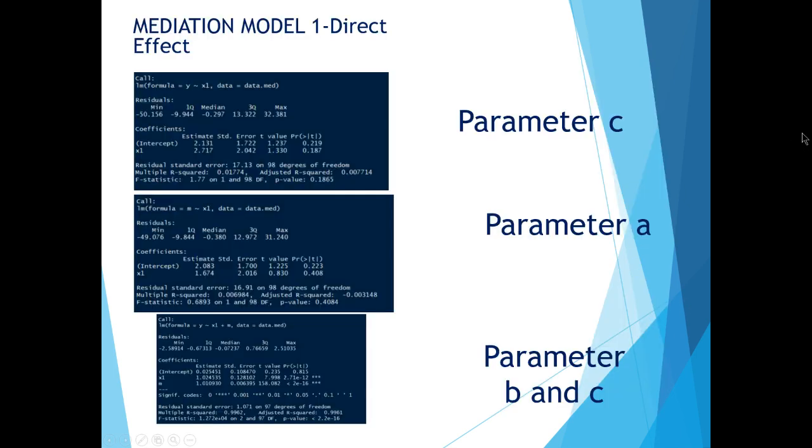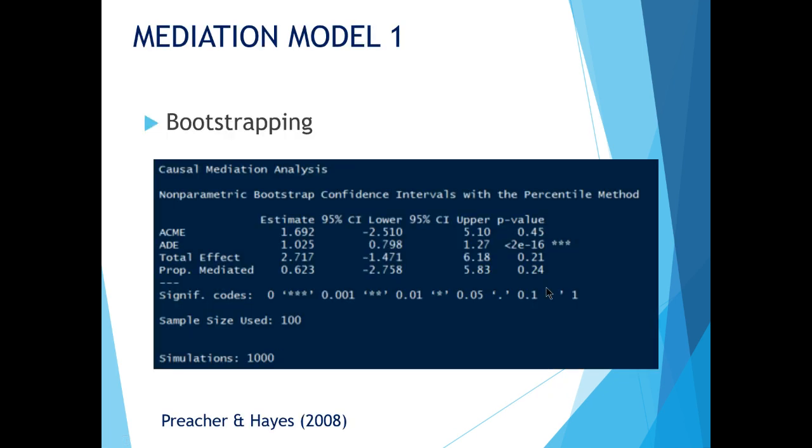And so we move on to mediation, where we run parameter C, then A, and then B and C. So as we can see here, we have no significance there, or when we ran parameter A. But when we ran parameter B and C, we had significance for both x1 and the mediator. And so we have what's looking like a direct effect.